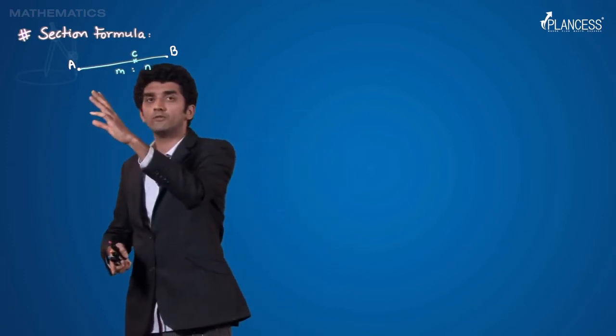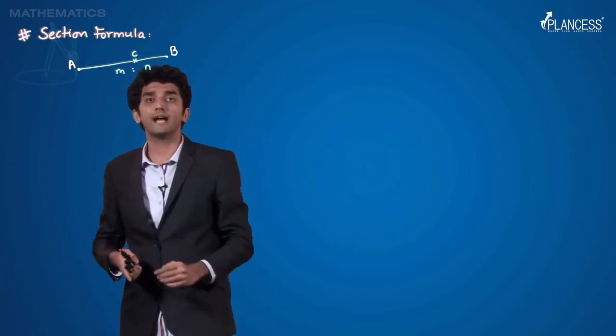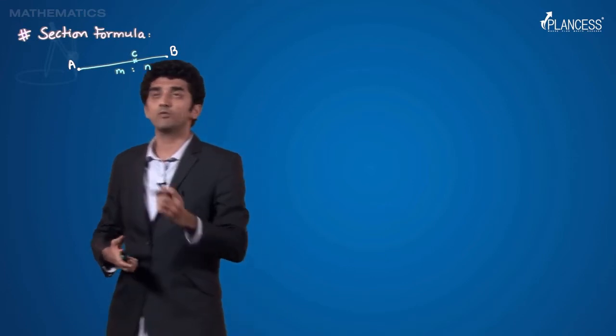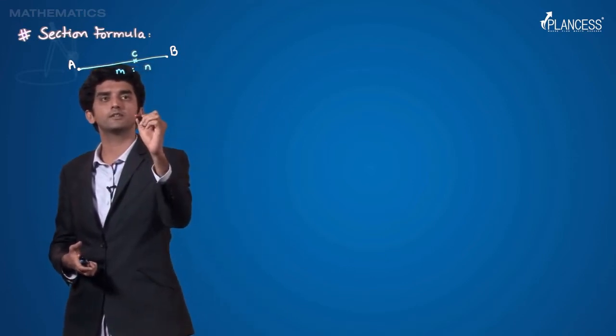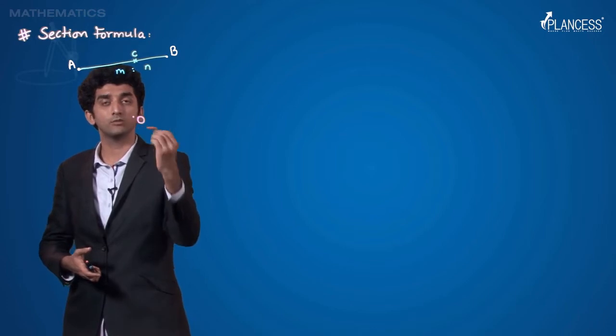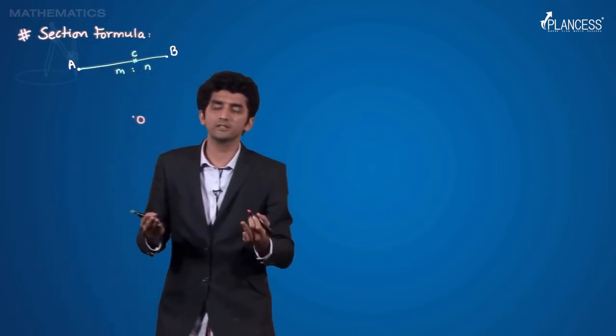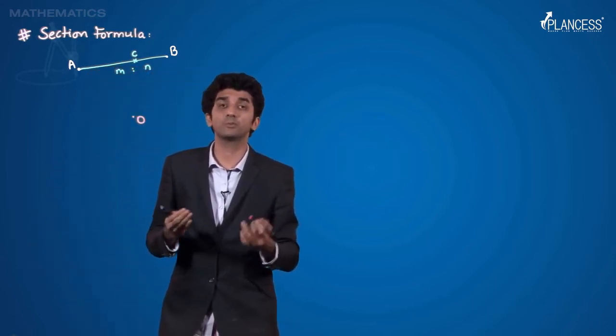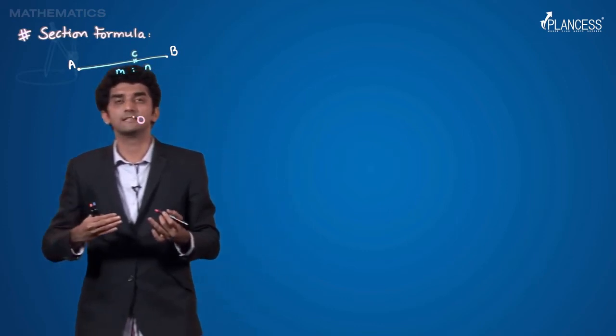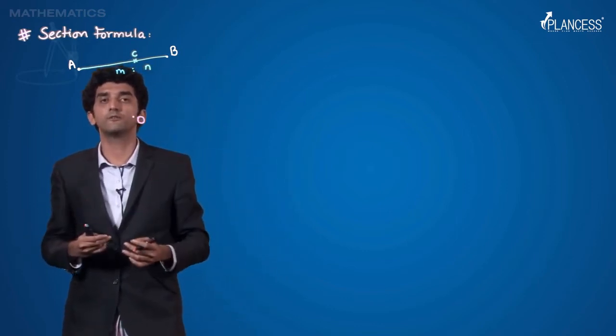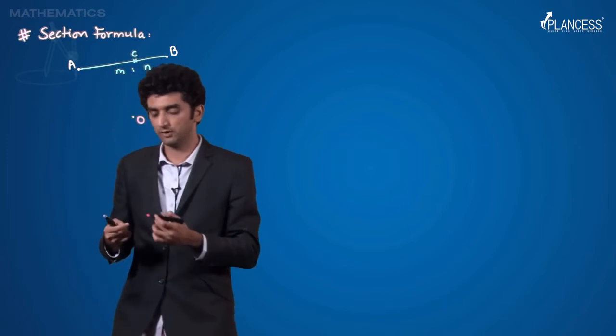Now let's involve vectors over here, right? We know we have a point A, we know we have a point B. Let's involve the origin. Let's say the origin is somewhere here. What this will do is basically give rise to position vectors, and that is what is going to help us lead to the section formula that we are looking for.